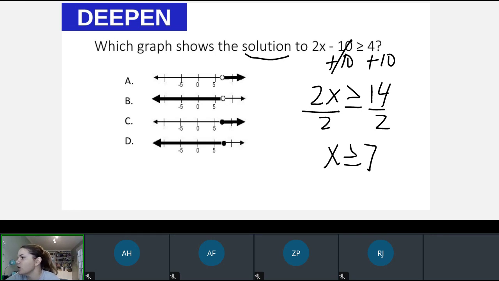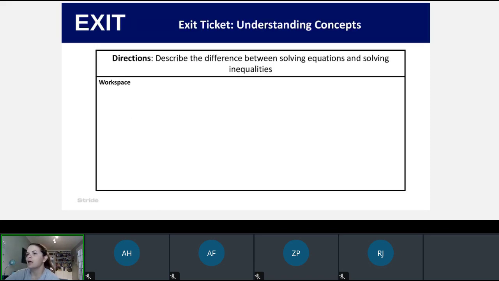Good. So most of you are choosing the letter C, which is correct. So we want all of the values for x that are greater than 7. So we're going to shade it to the right. Very good. Okay, let me go to our exit ticket.